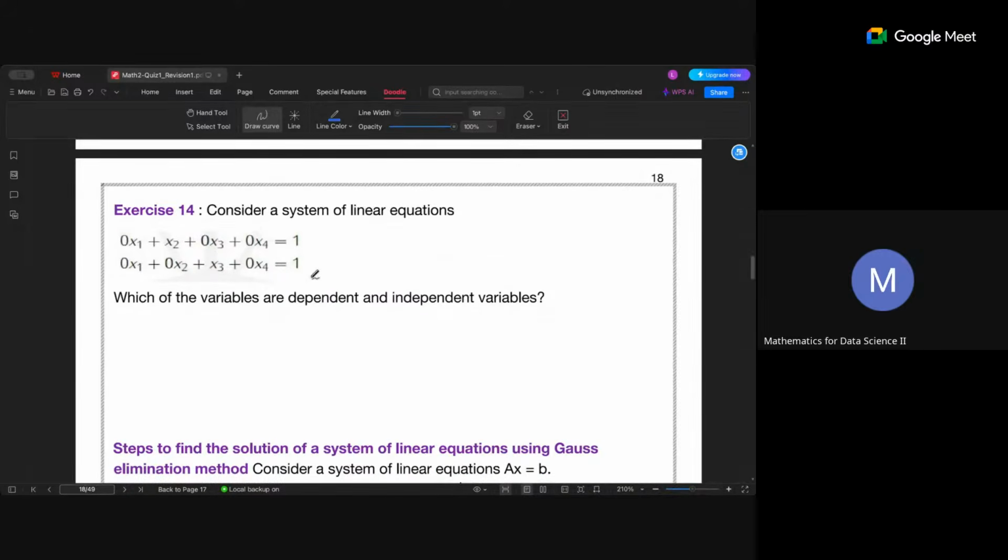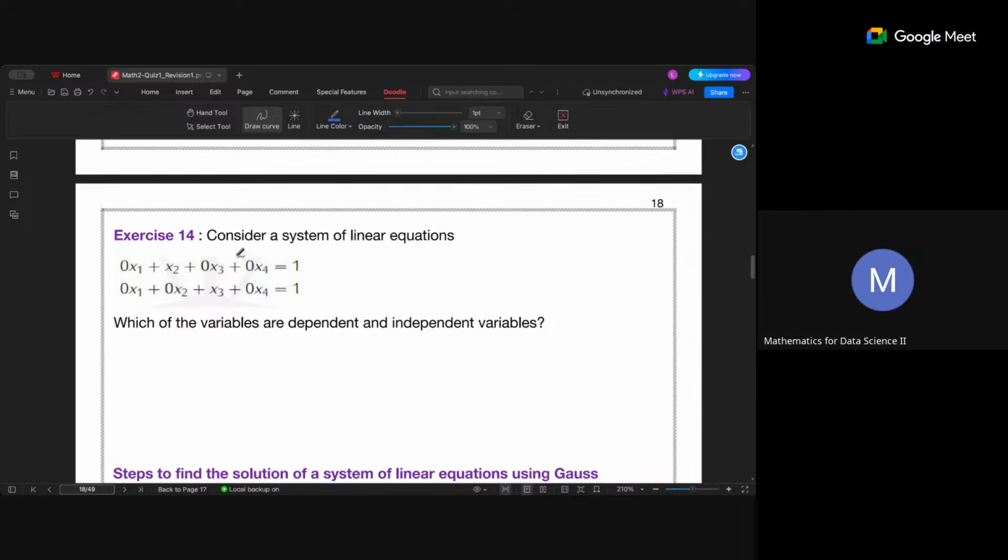Now for this question, again it's a very straightforward one. 0 1 0 0 0 0 1 0. So what are the dependent variables? This is a leading variable. This is a leading entry. This is a leading entry. So C2, C3 has leading entry.